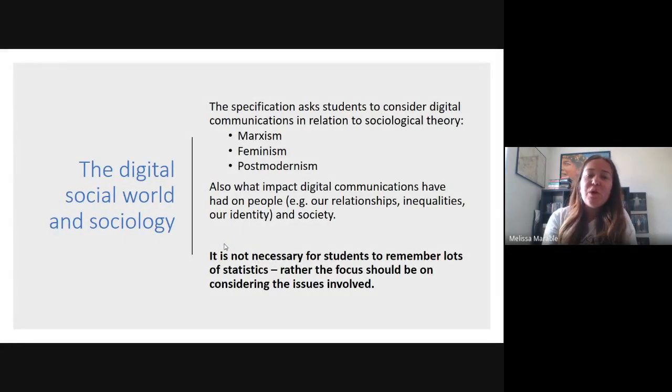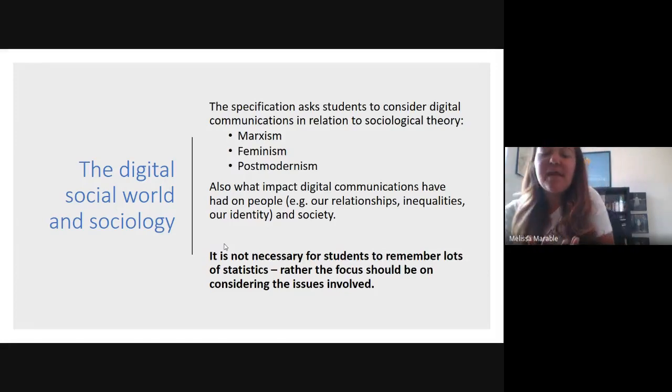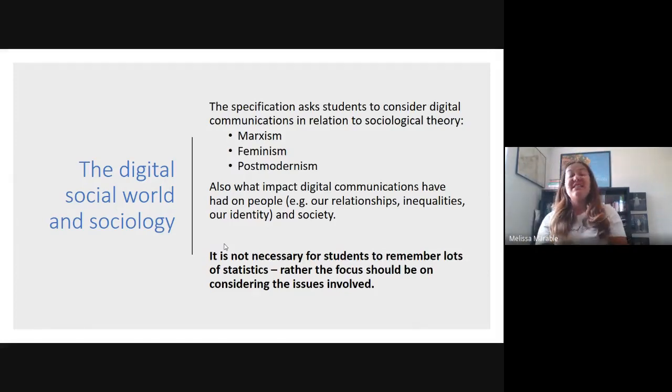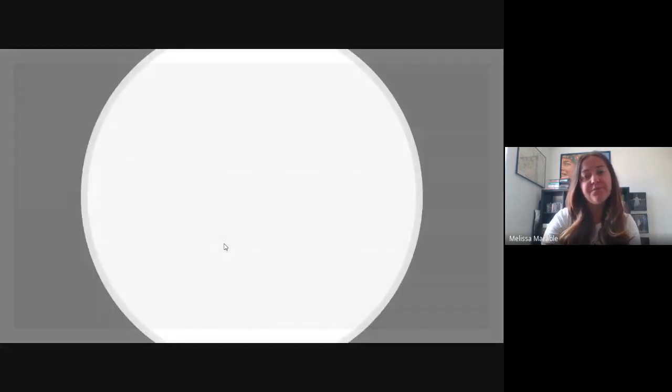So the digital social world and sociology, in this exam, we're going to be understanding the different aspects of the social world, and then looking at what Marxists think of it, what feminists think of it, what postmodernists think of it. We're going to be exploring these social theories. We're going to begin, I think, at the end of this week, going into next week. But for Monday and tomorrow's double lesson, we are going to be really understanding these concepts and how the UK has changed because of digital media.